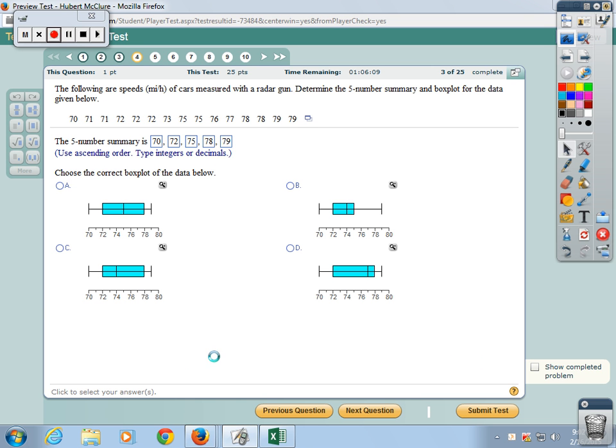I think these two are nowhere near it. Why? Because this one's skewed right and this one's skewed what? Left. So these two are not the answer. This one is not the answer. Why? Because it has all the data where? On the left hand side. So I would say it's probably this one.